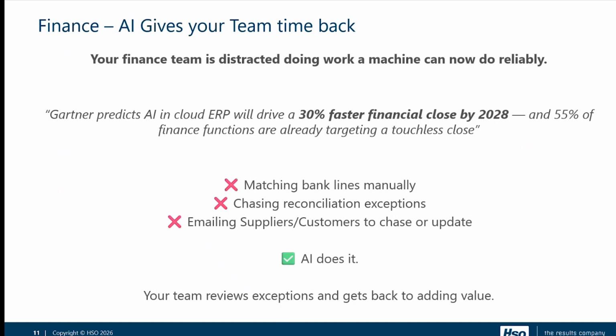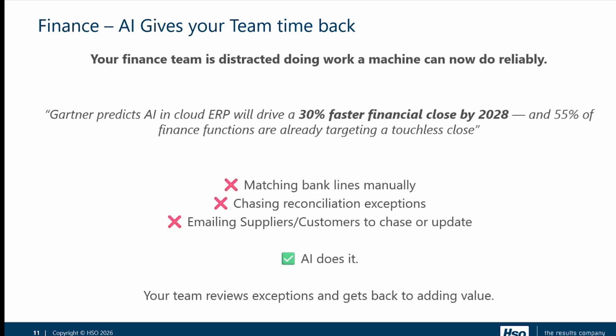We're not trying to remove finance teams, but we want to release them to do the more value-adding work. As you can see in the quote there, 30% faster financial close by 2028. So what you don't want to be doing is matching all the lines manually, chasing reconciliation exceptions, emailing based on that: "I'm very sorry, this purchase order is going to come in late, and thus that will affect your delivery date." All of those are time-wasting activities.